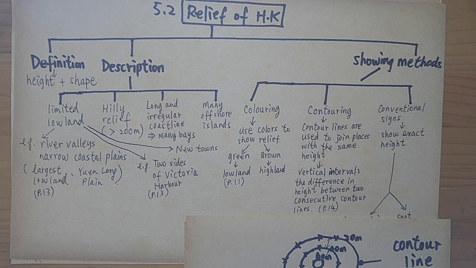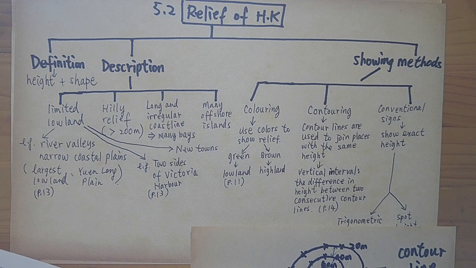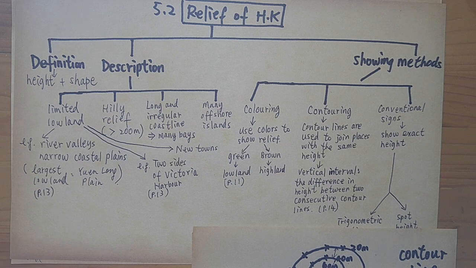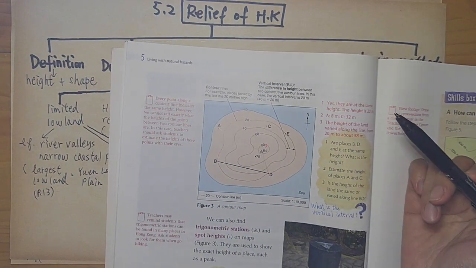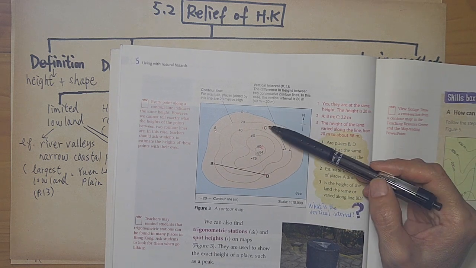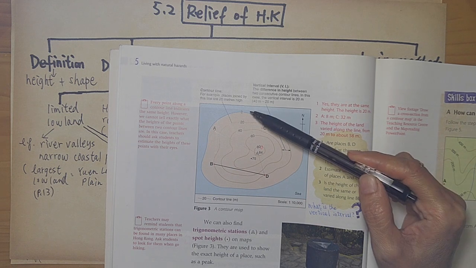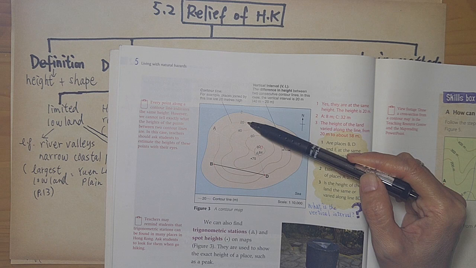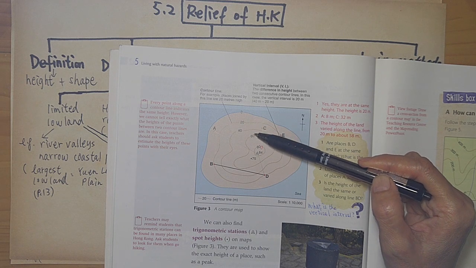Alright, understand? Okay, so maybe I just let you look at page 14 of your textbook. So you can look at this map here. Now this is the contour map we have. And now you can see that there are some contour lines here. We have 0, we have 20 meter, 40 meter, 60 meter. These all are contour lines.